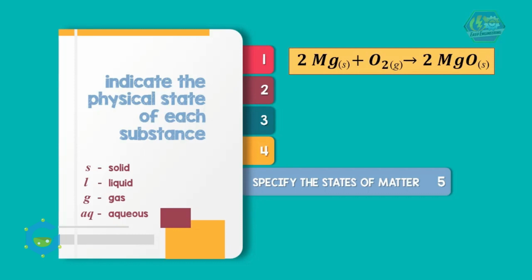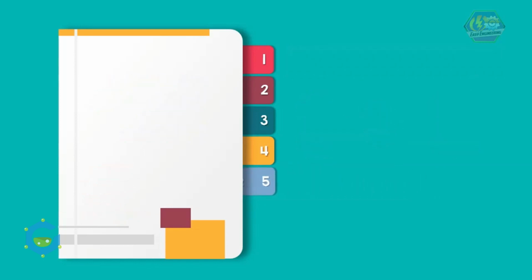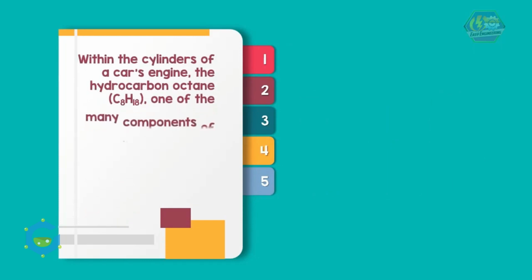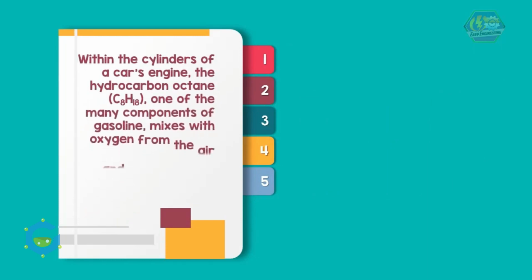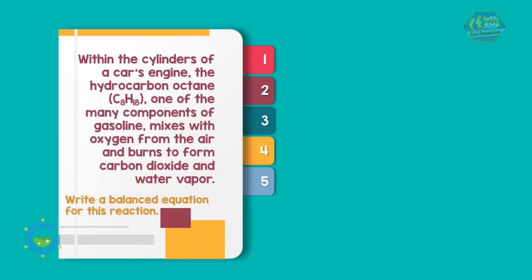If we visualize this, it looks like this. 2 moles of magnesium plus 1 mole of oxygen yields 2 moles of magnesium oxide. Now let us try another problem. Within the cylinder of a car's engine, the hydrocarbon octane, one of the many components of gasoline, mixes with oxygen from the air and burns to form carbon dioxide and water vapor. Write a balanced equation for this reaction.